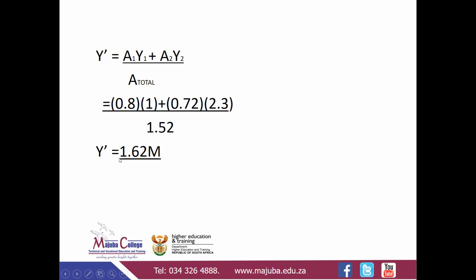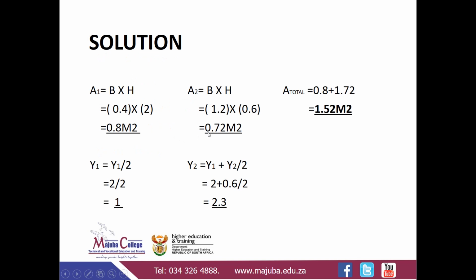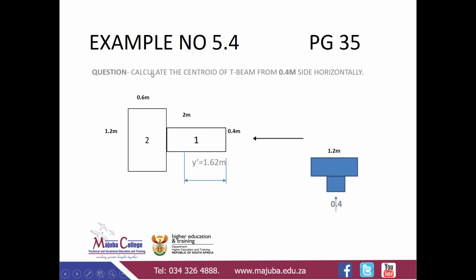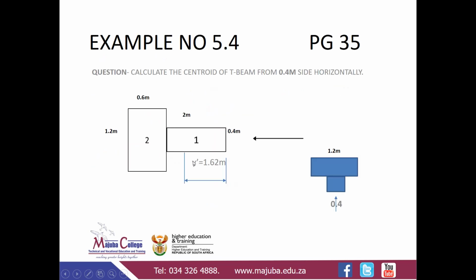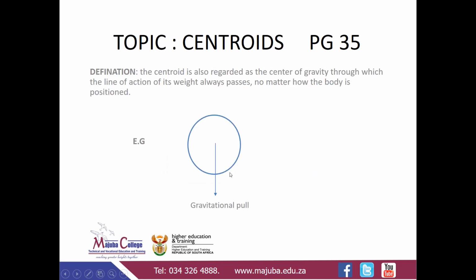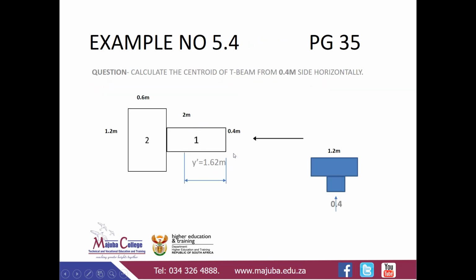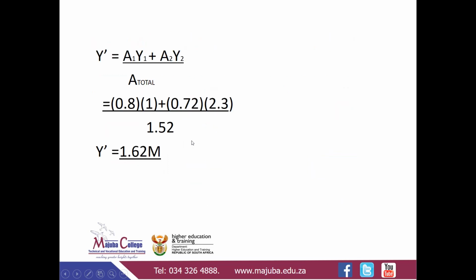Now, we are done with our calculation, but I just want us to go back here. Calculate the centroid of T-beam. Right. What this 1.62 means. I've decided to go back and draw it in the drawing. It means when we are starting from this point, 0.4, going up, our answer, which is our Y bar, when we combine these 2 sections together, we find that our gravitational pull is somewhere there, it passes through this first section in terms of the calculation.